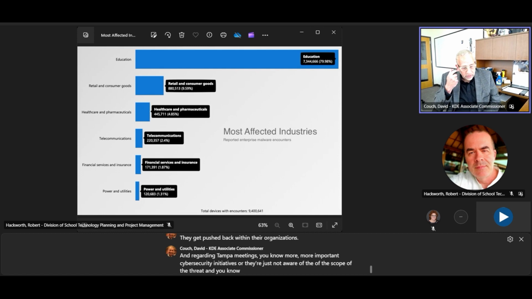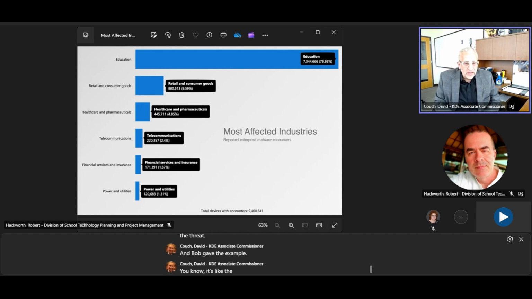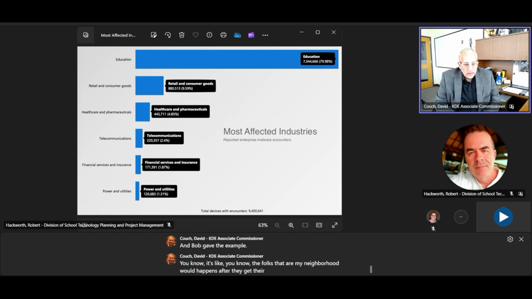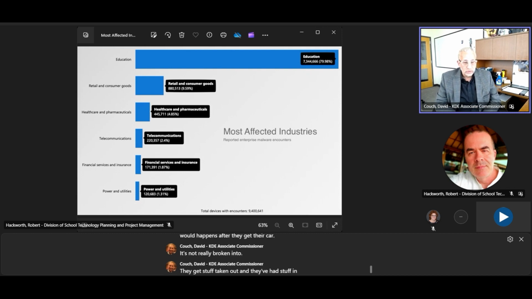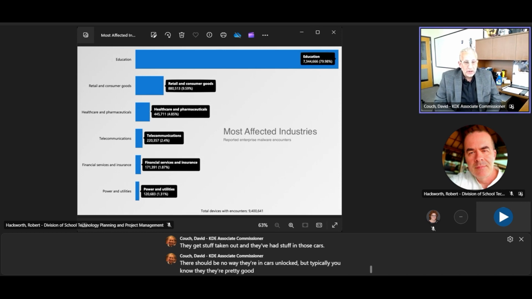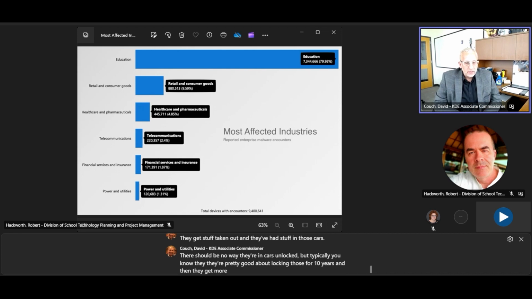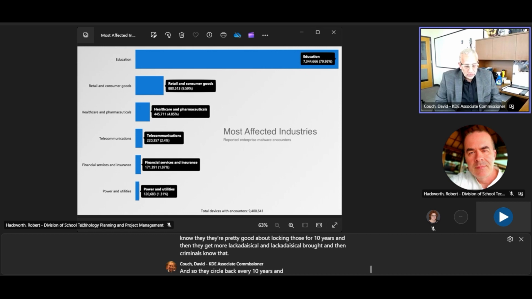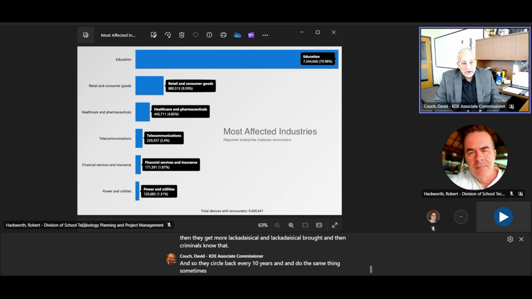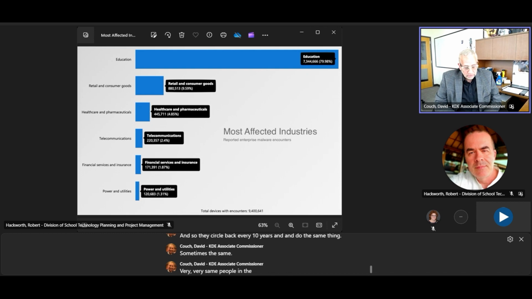And Bob gave the example. It's like the folks in my neighborhood. What happens after they get their car? It's not really broken into. They get stuff taken out, and they've had stuff in those cars. There should be no way they're in cars unlocked. But typically, they're pretty good about locking those for 10 years, and then they get more lackadaisical about it, and then criminals know that, and so they circle back every 10 years and do the same thing. Sometimes the very same people in the organization.